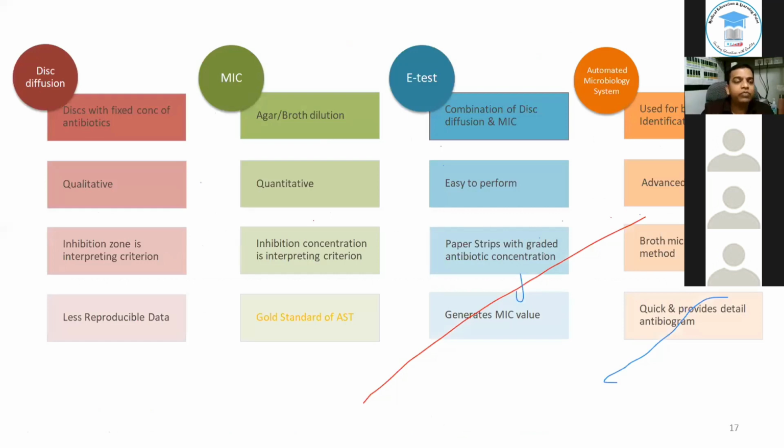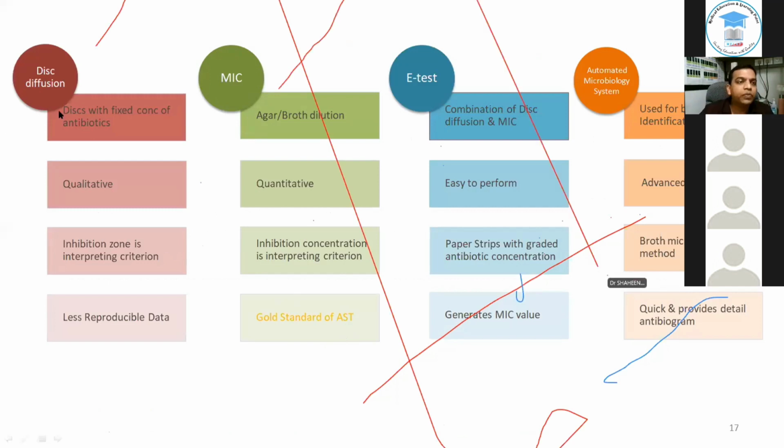To summarize, we have the diffusion method, the broth dilution method, the E-test, the automated method, and the genotypic method. The most recommended method is the MIC broth dilution method or minimum inhibitory concentration method, which is the gold standard of AST. For antibiotics like colistin, diffusion is not preferred. MIC is the preferred method for colistin, because colistin is a very heavy drug and diffuses very poorly into the culture plate. Hence, broth dilution is the preferred method.